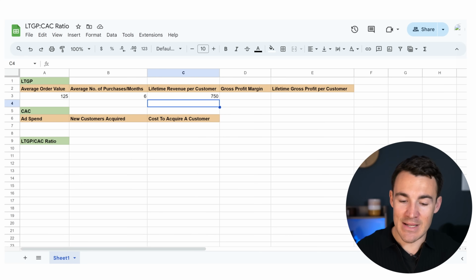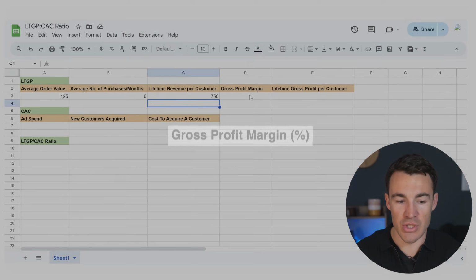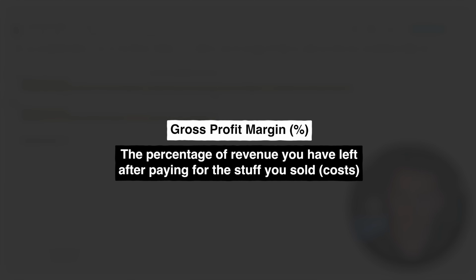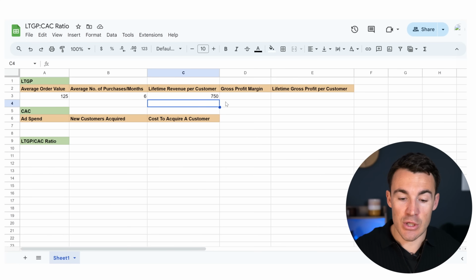Right, the next thing we need to calculate is our gross profit margin. So out of that 750, how much of that is cost of goods and direct costs? Now, with physical product businesses, this is often really easy to calculate because it's just going to be your cost of goods sold, right? It's going to be the cost from the manufacturer for the product. So let's assume that that's what we're operating with here, and we're operating with a 50% gross profit margin.